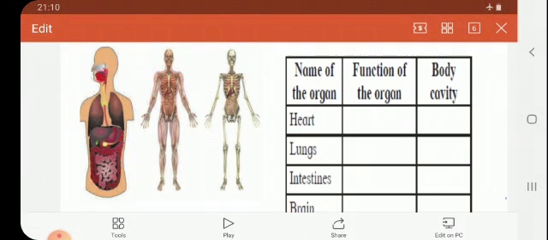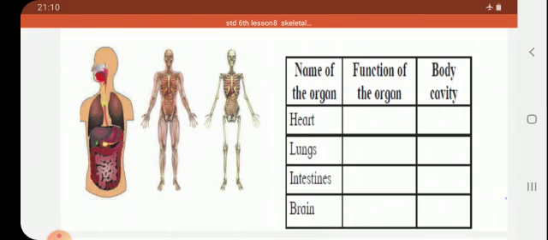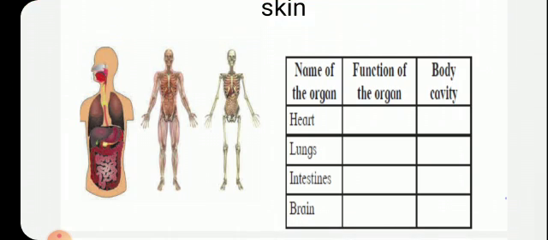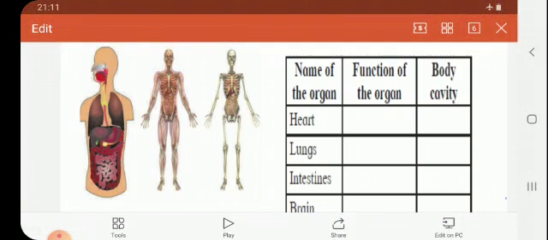Then last and very important is the brain. Brain controls the functioning of all the organs. Very important organ. It controls the functioning of all the organs, and brain is present in the head region, that is the cranium. The cranium is called the brain box.